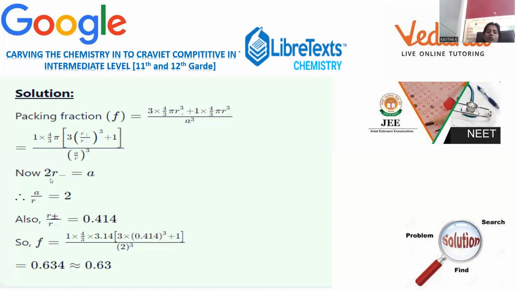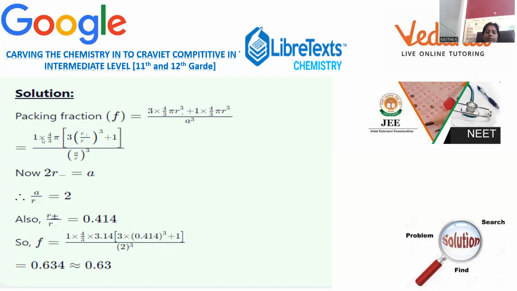Here some known terms will be there. 2r plus is given by a. So if 2r plus is given by a, you can put a by r is equal to 2. A by r will become 2, right? And another ratio, r plus by r, the value is known to you, 0.414. If you substitute these two known terms, we will get the final answer, the packing fraction.